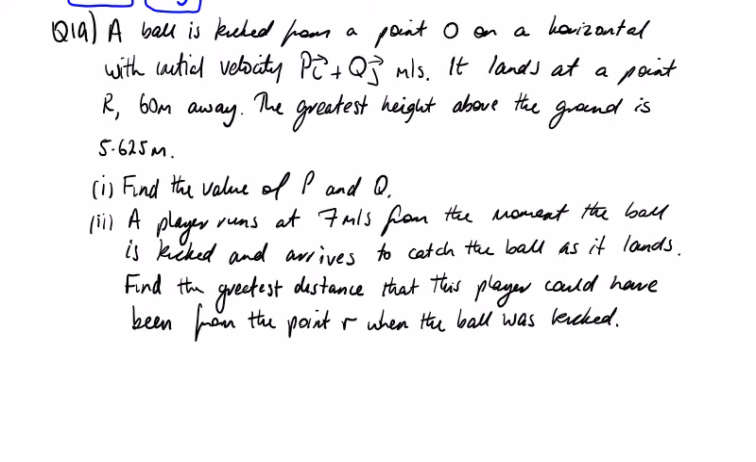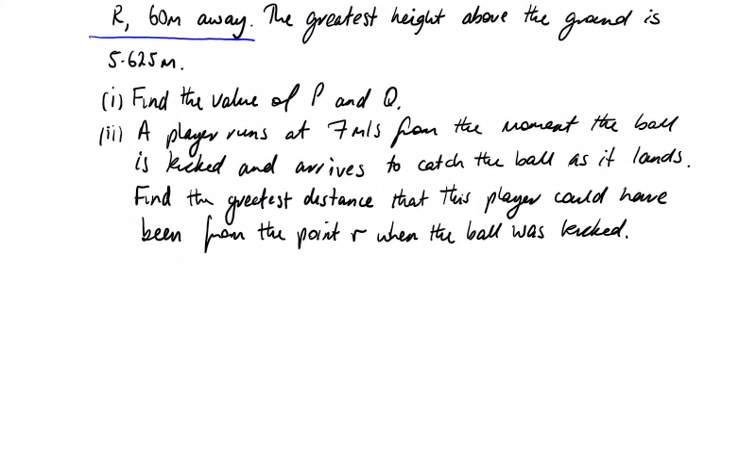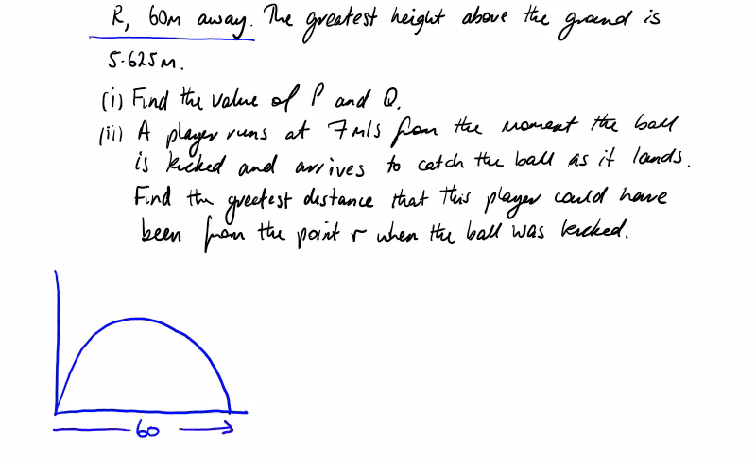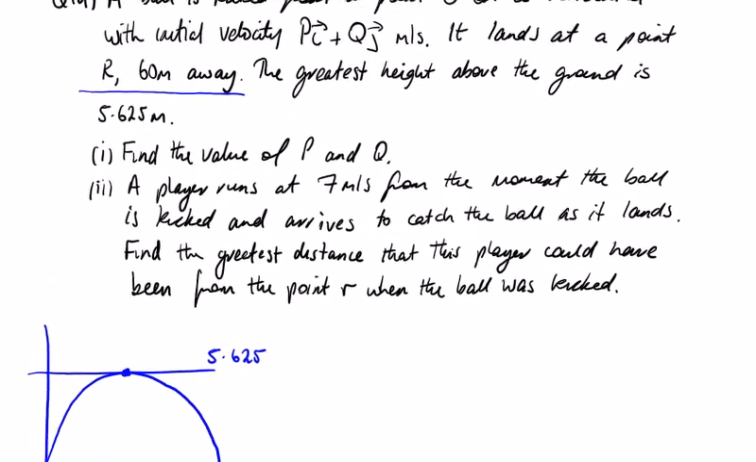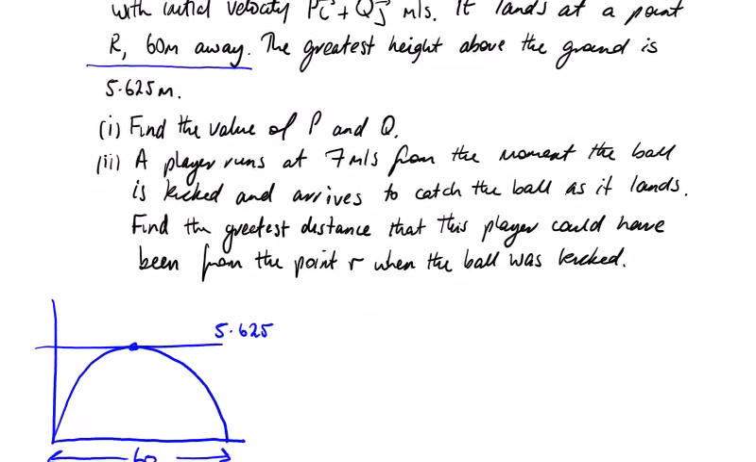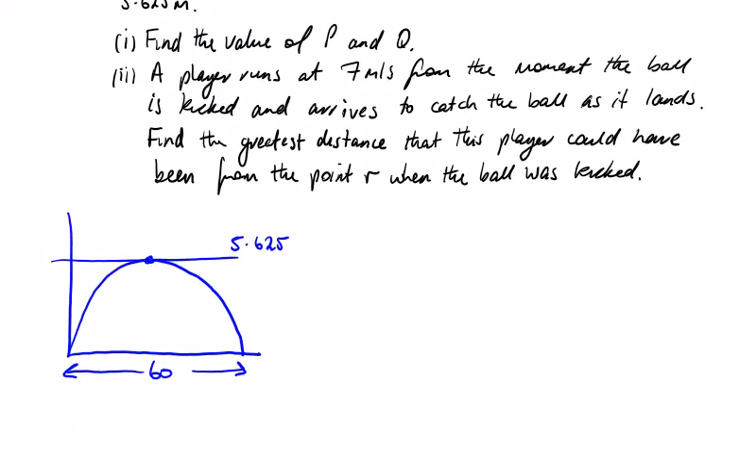Question 19. A ball is kicked from a point O on a horizontal with initial velocity pi plus qj meters per second. It lands at a point R 60 meters away. The greatest height above the ground is 5.625 meters. Okay, so we have 60. We have my greatest height, 5.625. We're asked to find P and Q.